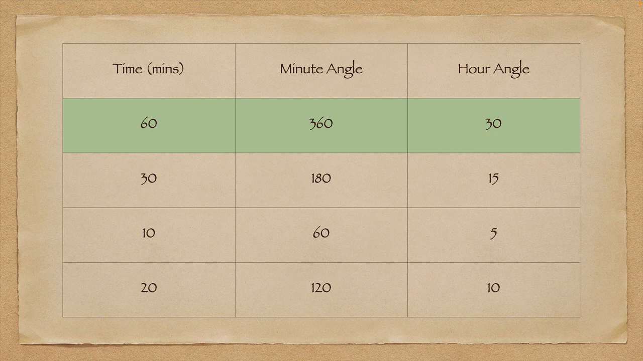So if I need to get 10 minutes, then all I have to do is take the 30 minutes and divide it by 3. So 30 by 3 is 10, 180 by 3 is 60, 15 by 3 is 5. If I need to get to 20, all I need to do is take the 10 and double it.